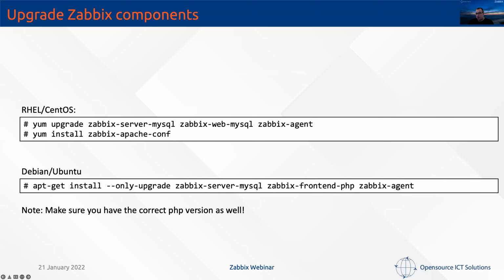Zabbix agent is by default installed, but of course, this might be the right moment to migrate your Zabbix agent into Zabbix agent 2. And in that case, don't upgrade the old agent, just install Zabbix agent 2. There is a note at the bottom. Make sure you have the correct PHP version as well.